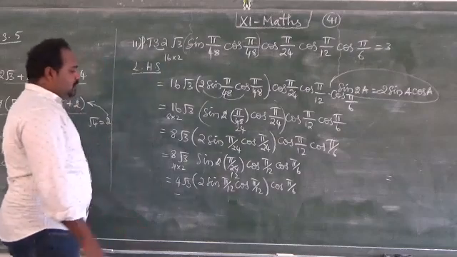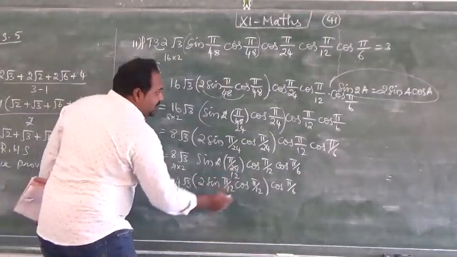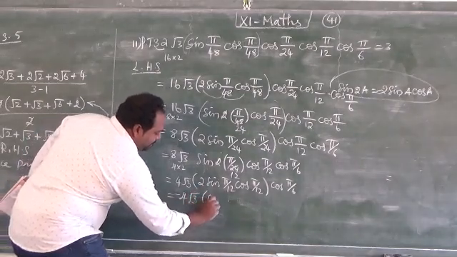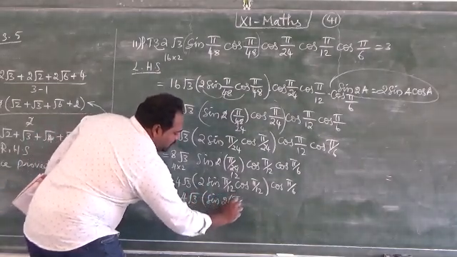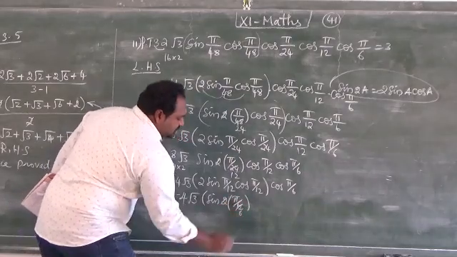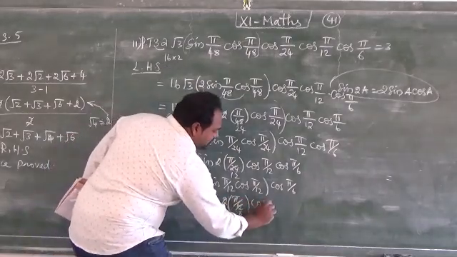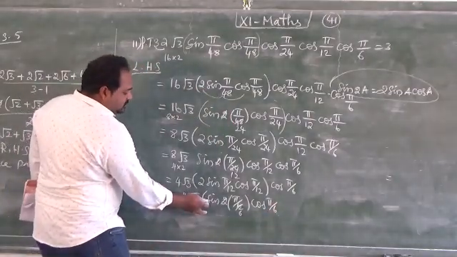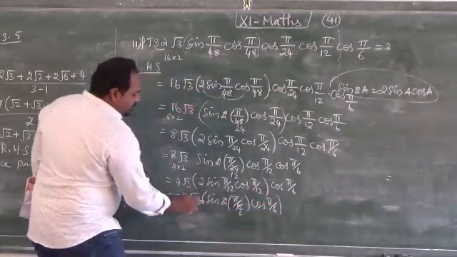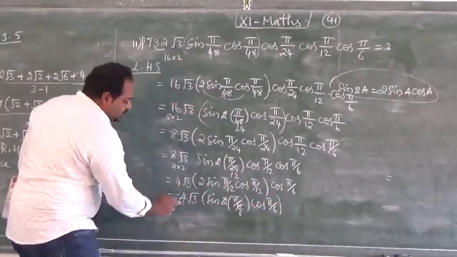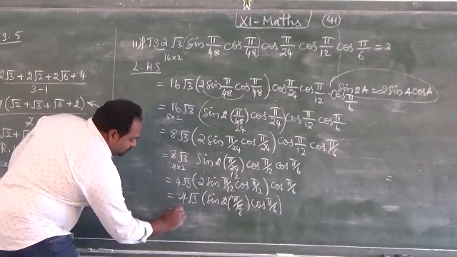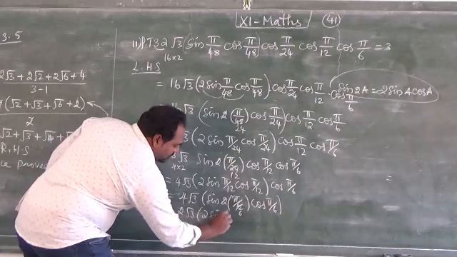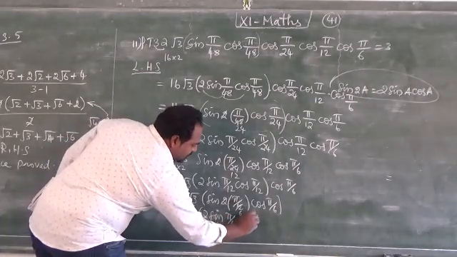So 4 root 3 into 2 sin pi by 12 cos pi by 12 cos pi by 6. Now once again 2 sin a cos a can be written as sin 2a, so sin 2 into pi by 12 gives sin pi by 6, times cos pi by 6. See, once again here we have sin a cos a, but we don't have a 2, so we can take a 2 from here. So this will be 2 root 3 into sin pi by 6 cos pi by 6.